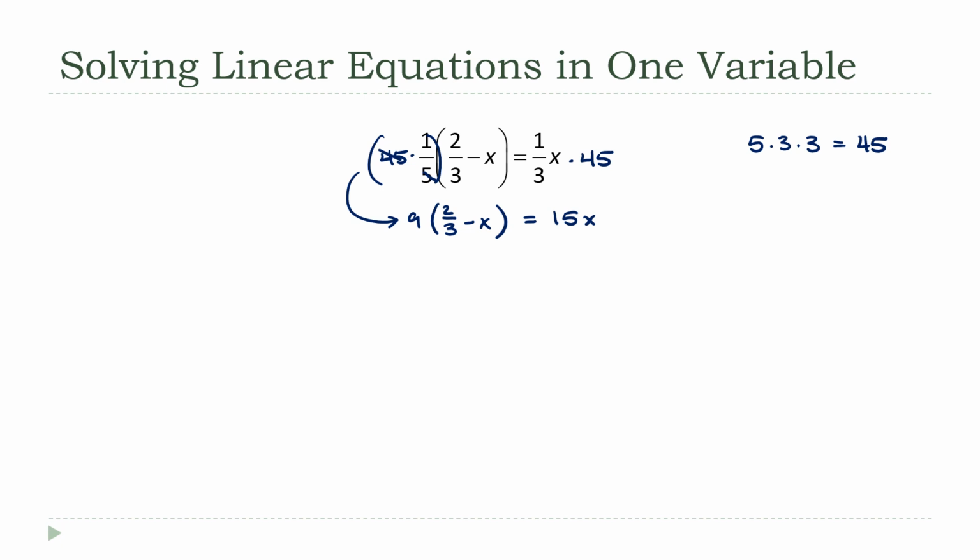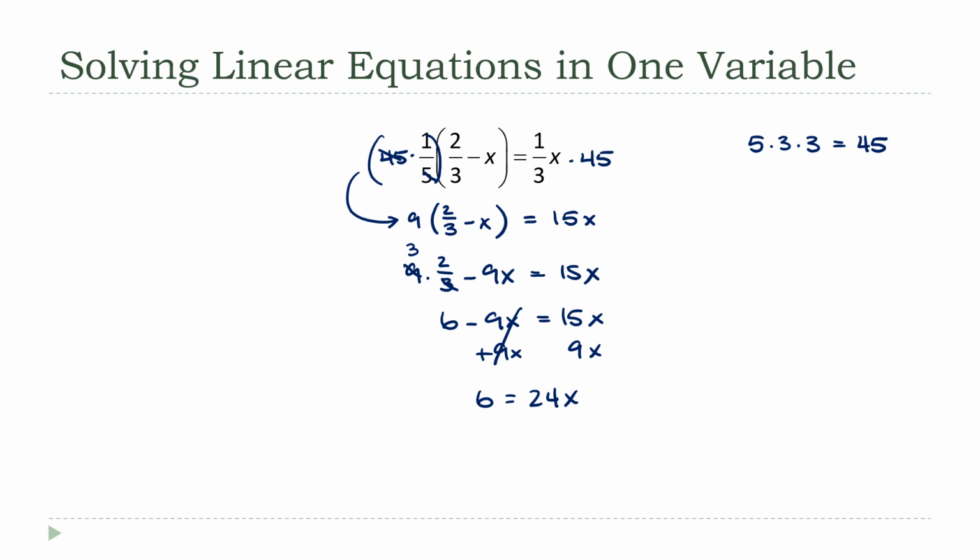Now I'm going to distribute. I'll get 9 times 2/3 minus 9x equals 15x. All right, what's 9 times 2/3? Well, 3 goes into 9 3 times. 3 times 2 is 6. 6 minus 9x equals 15x. Good. Now add 9x to both sides. I'm fine with that 6 over there where it is. These cancel. 6 equals 24x.